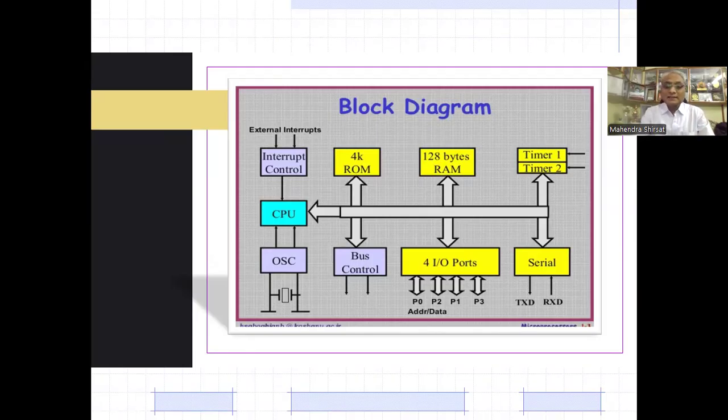Similarly, these IO ports: 8051 has four IO ports, port 0, port 1, port 2, and port 3. All IO ports are bidirectional ports. And as I mentioned earlier, this is the serial data control, because sometimes we need to send the data through the serial port, and we need to receive the data from the serial port. For that purpose, we need a serial control block inside the microcontroller. So these are the important blocks of 8051 microcontroller.